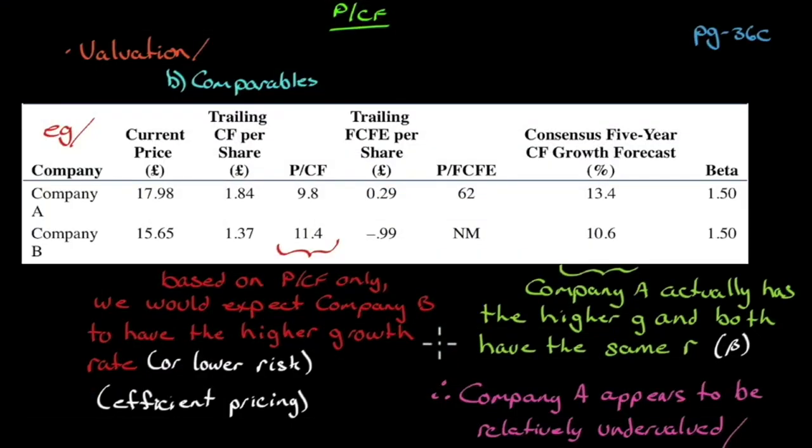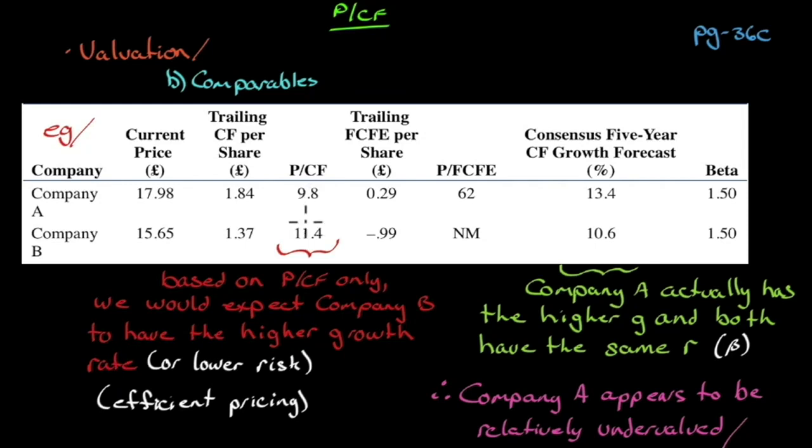All right, let's look at its use in a comparable approach, and it's kind of hard to explain, so it's easier just to show with an example. Let's take Company A and Company B. Current price, $17.98, $15.65. Trailing cash flow per share. Notice it's CF now, so we know exactly what that means. Earnings per share plus, we're adding back the depreciation amortization, 1.84, 1.37. So our ratios of price to cash flow, 9.8, 11.4. Let's stop right there. Based on the price to cash flow only, based on just what we have here, we would expect Company B to have the higher growth rate.